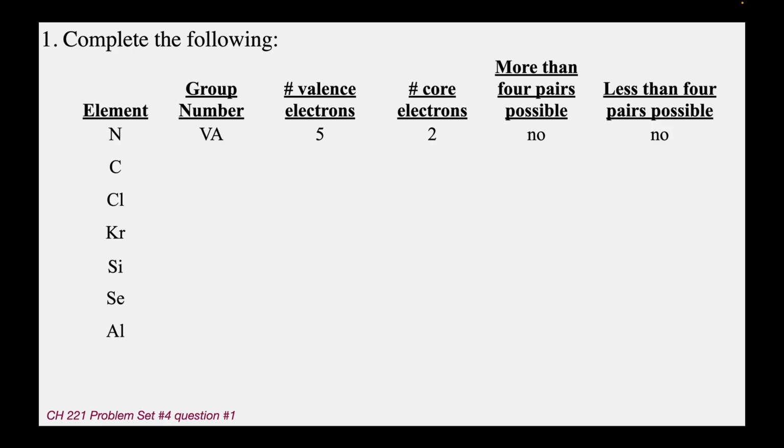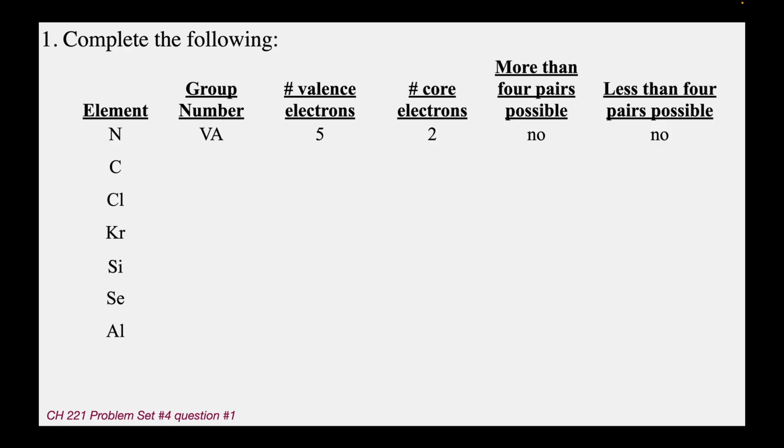Now, more than 4 pairs possible is going to be something that'll help us a lot. This is what differentiates our class from some of the lower chemistry classes. You can make more than 4 electron pairs around a central atom if your atom is in the 3rd period and lower. Periods go left to right on the periodic table. So the 2nd period is lithium on the far left through neon on the far right. Nitrogen is one of those.